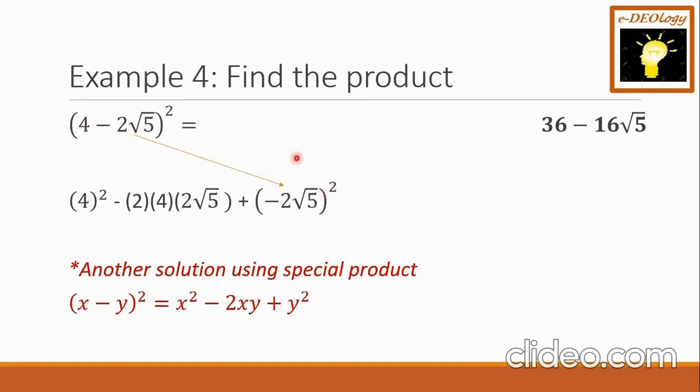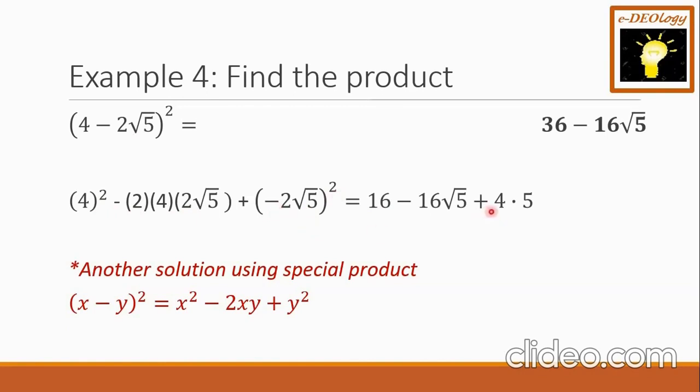So we will now simplify. The 4 squared becomes 16, and then minus. Then the product of these three terms, 2 times 4 times 2 square root of 5, we will get the 16 square root of 5. And then plus, we're going to square this term. Because of the square, the negative sign will go away.